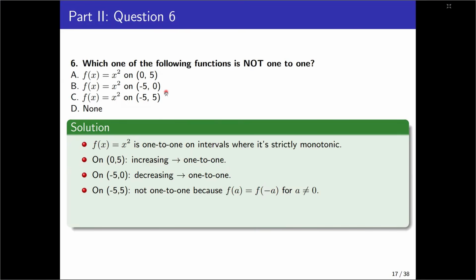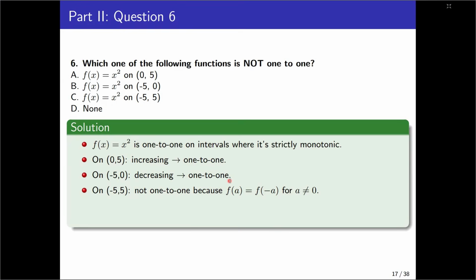But this one is simply the same function on the interval minus 5 to 5. It is not one-to-one, because f of a is equal to f of minus a, for a different from 0, so that two different elements of that interval, the domain of this function, may have the same image. Due to this fact, the function f of x equals x squared on the interval minus 5 to 5 cannot be a one-to-one function.